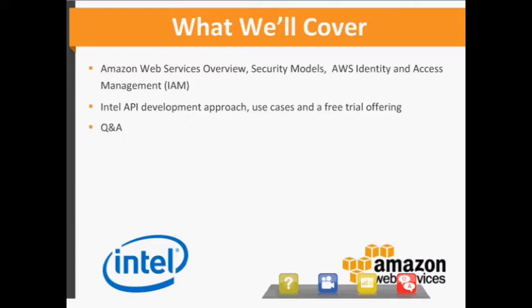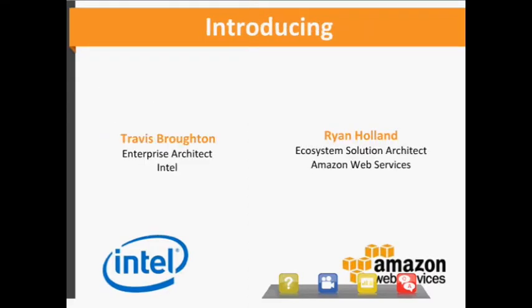I'd like to let you know that today we'll be covering an overview of Amazon Web Services as well as security models, AWS Identity and Access Management, otherwise known as IAM, and we will then jump into Intel sharing an overview of API development approach, a use case, and a free trial offering, and again, closing with Q&A. I'm pleased to be joined today by Travis Broughton, who is the Enterprise Architect at Intel, along with Ryan Holland, who is one of our Ecosystem Solution Architects here at Amazon Web Services. With that, I'd like to turn it over to you, Ryan, to take it away.